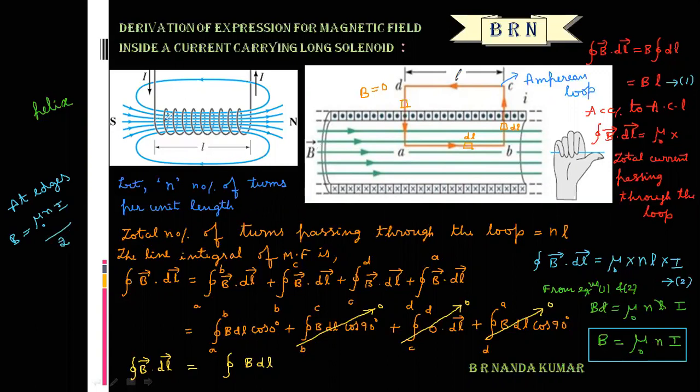So at the edges, the magnetic field is mu naught Ni divided by 2. At the center, inside, that is mu naught Ni. So this is very important for CET.